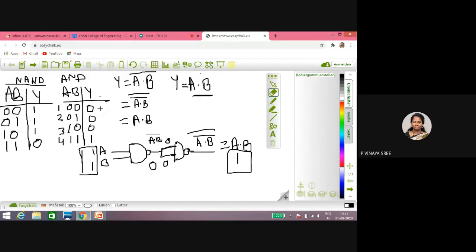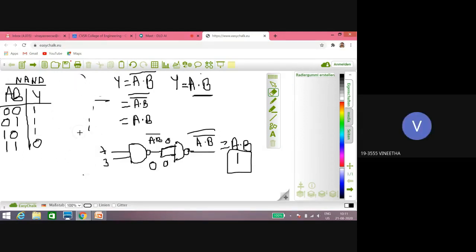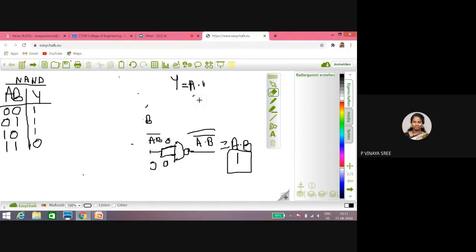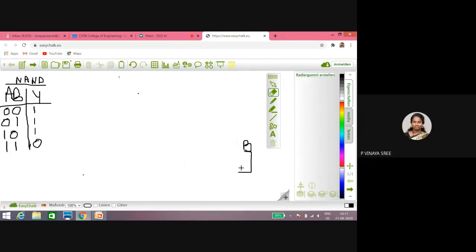So next, what other gate do we have to work on, ma'am? The other gate is what? OR gate. So the OR gate Boolean expression, did you write it in your notes? What's the Boolean expression for the OR gate? A plus B. Yes, A plus B.